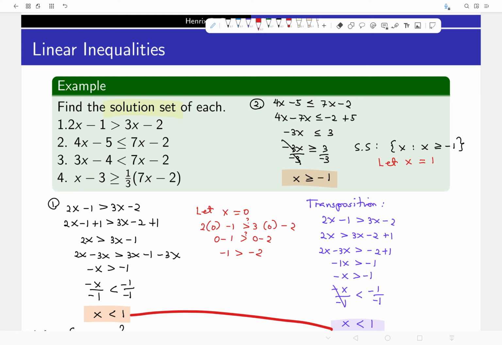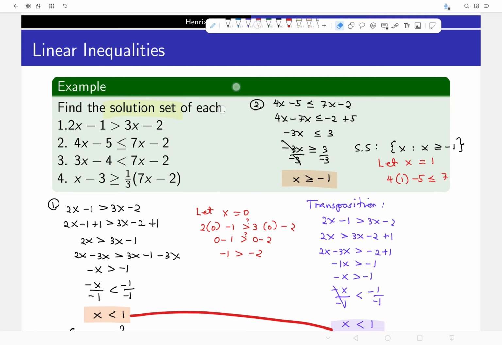Okay, so now let's substitute this one in our original inequality. That's 4 times 1 minus 5 less than or equal to 7. We will substitute now. So this becomes 1, then 2. So let's see if the left is equal to the right. So 4 minus 5, 7. So that becomes 5 now. So this is negative 1, which is less than or equal to 5. Yeah, it's true that negative 1 is less than 5.